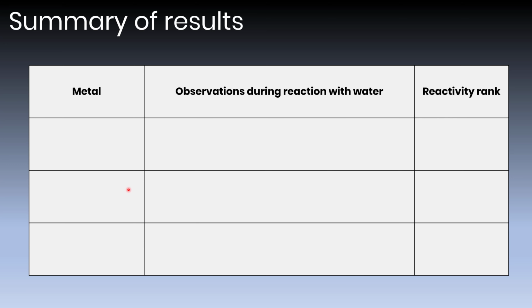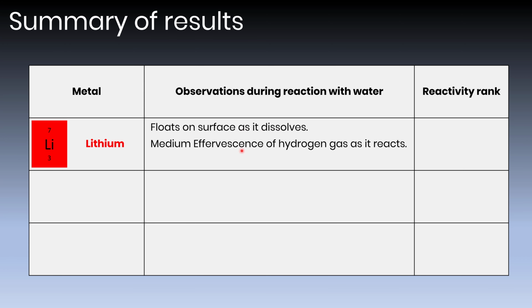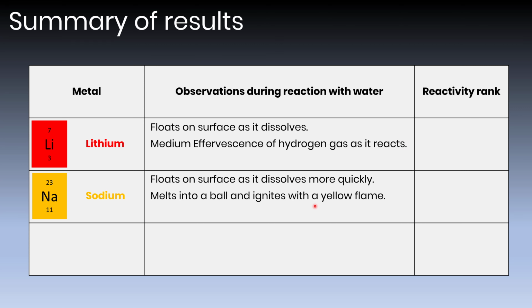So, to begin with, we reacted lithium with water. Our observations were as follows. It floated on the surface as it dissolved. There was a medium effervescence, in other words it bubbled a little bit with the hydrogen gas coming off as it reacted. Sodium next. Again it floated on the surface but it dissolved more quickly. It melted into a ball and ignited with a yellow flame. And it had much faster effervescence of hydrogen gas as it reacted.